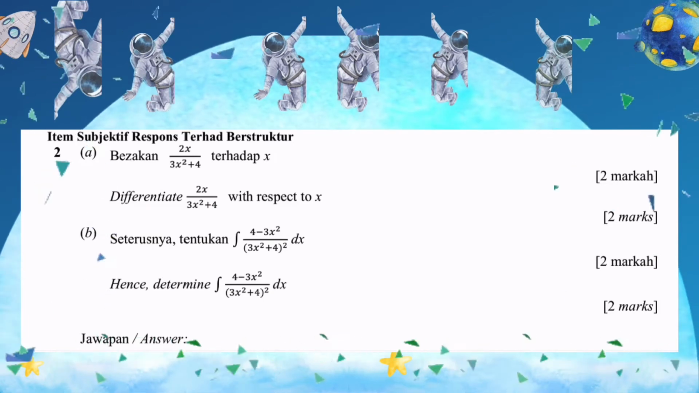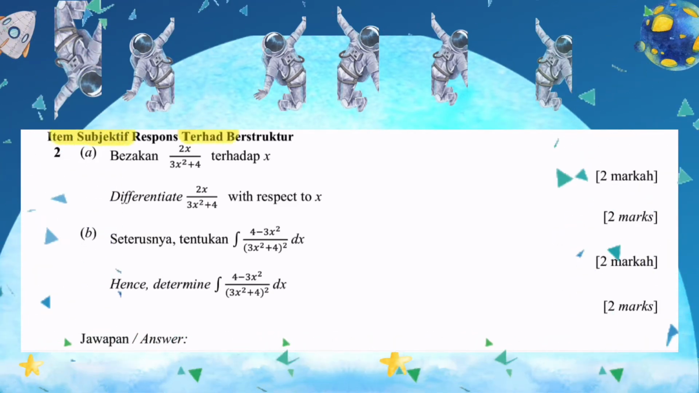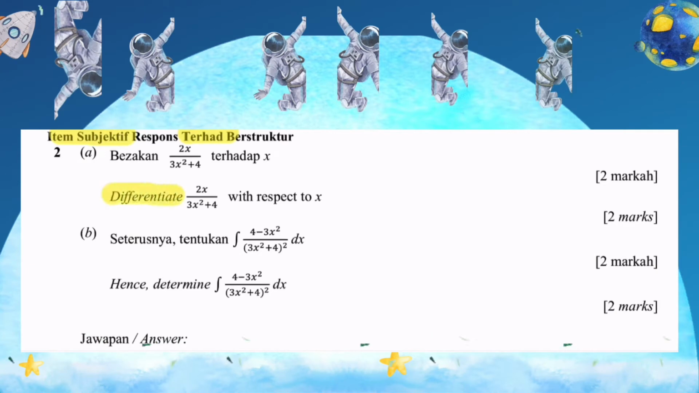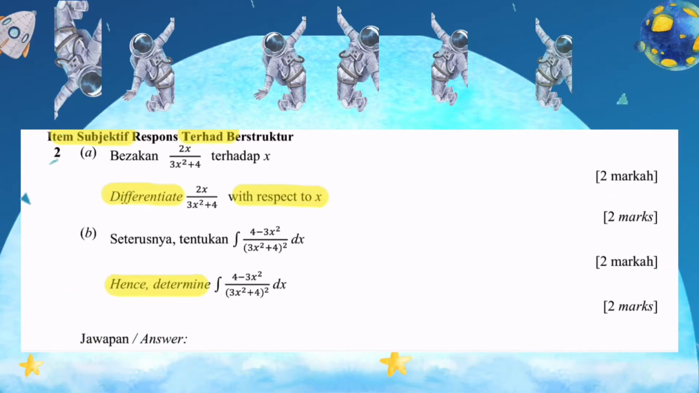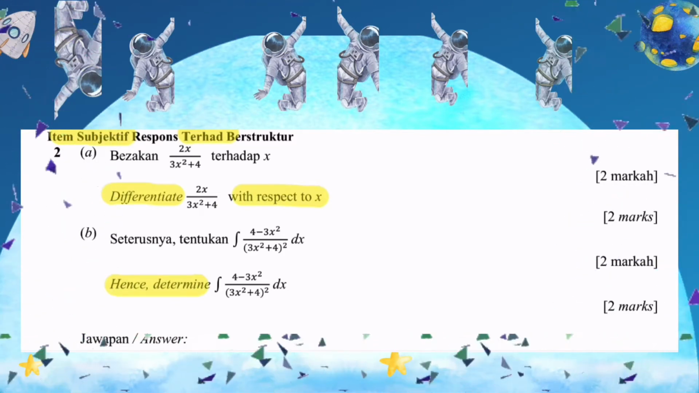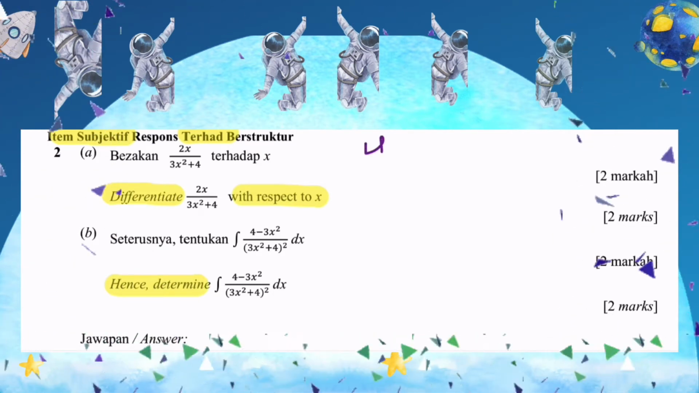Question number 2. Differentiate 2x over 3x squared plus 4 with respect to x. Hence, determine the integration of 4 minus 3x squared over 3x squared plus 4 squared dx.